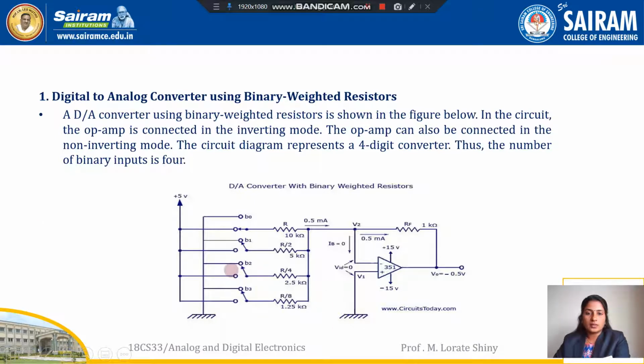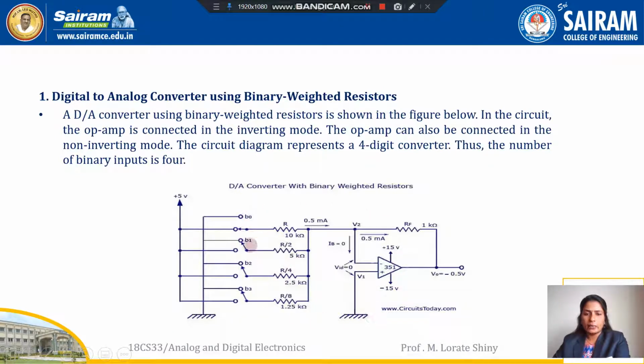See, this is the diagram. Here we can see B0, B1, B2, B3. So this is a 4-bit binary weighted resistor circuit. Consider the digital input is 1010. The first 0 will be given to B0, next 1 will be given to B1, next 0 will be given to B2, next 1 will be given to B3. So this is how we have to feed our digital input.